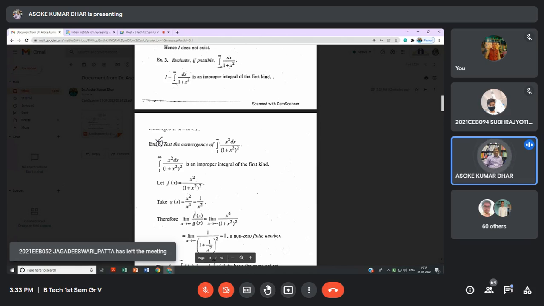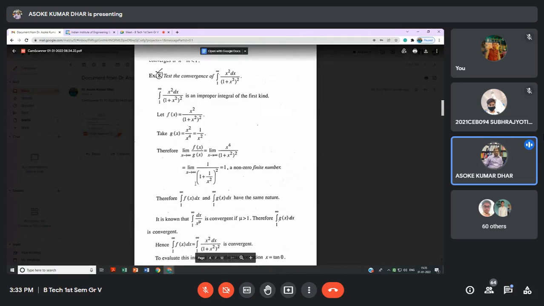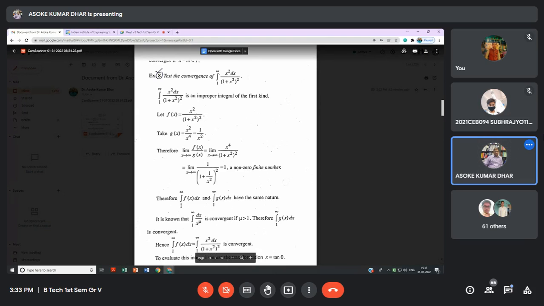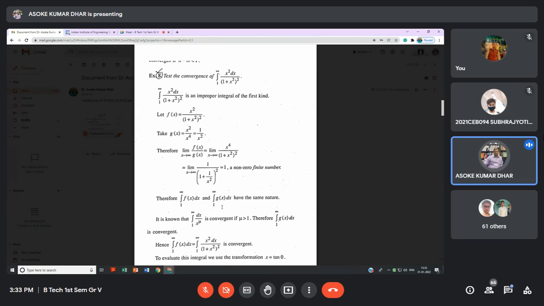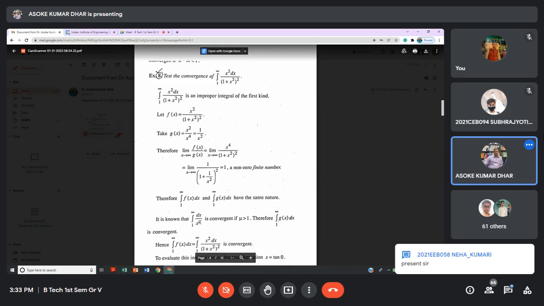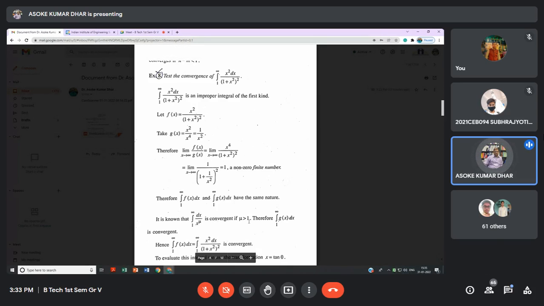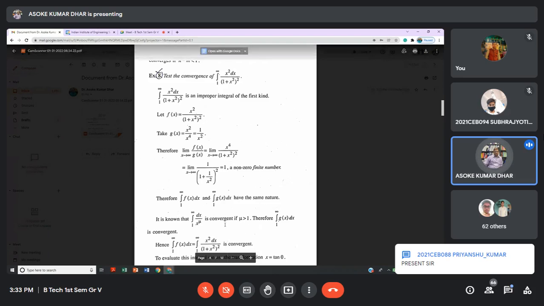Now taking the limit of f(x) by g(x) as x tends to infinity, dividing by x to the 4, it will be equal to 1. If we take x tends to infinity, 1 by x squared tends to 0 and it will be 1, a non-zero finite number. Therefore the integrals from 1 to infinity of f(x) dx and g(x) dx have the same nature. Now the integral from 1 to infinity of dx by x to the mu is convergent for mu greater than 1. Therefore, this is also convergent for mu greater than 1.